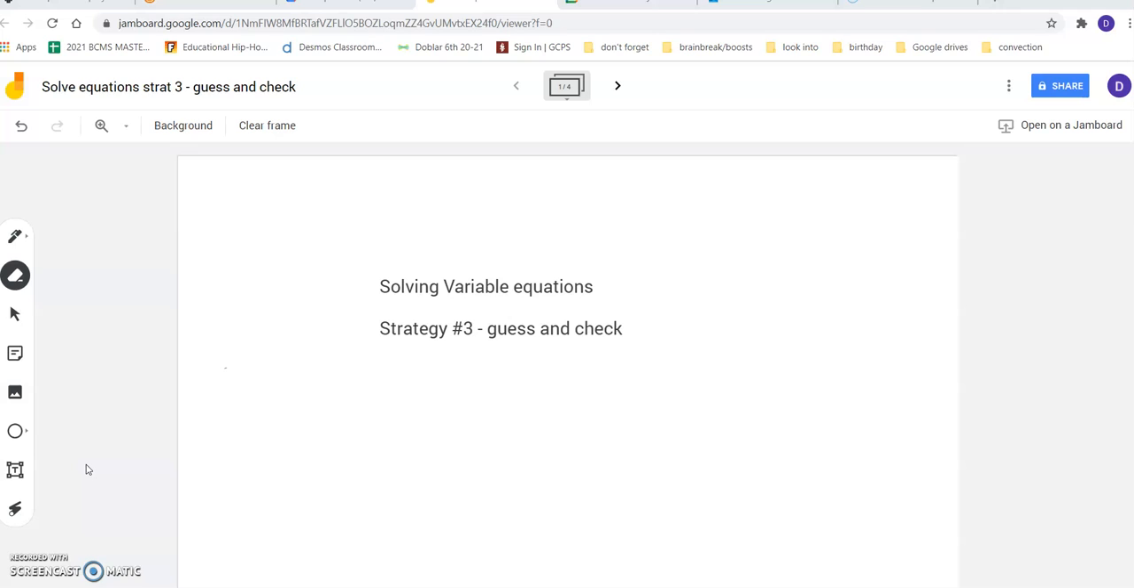Going to keep on solving variable equations today. Going to show you a third strategy called guess and check. So go ahead and mark this as the title of your next open page in your math notebook. When you've done that, mark your page with a pencil, close it up, and concentrate with me.